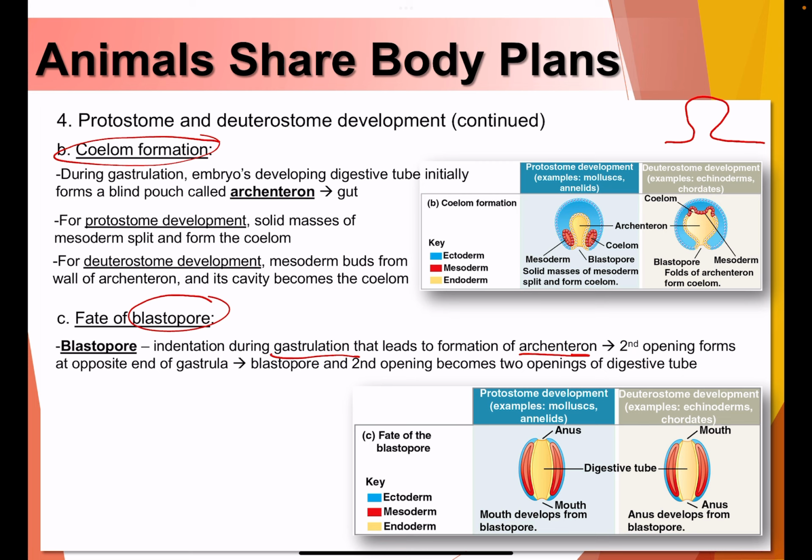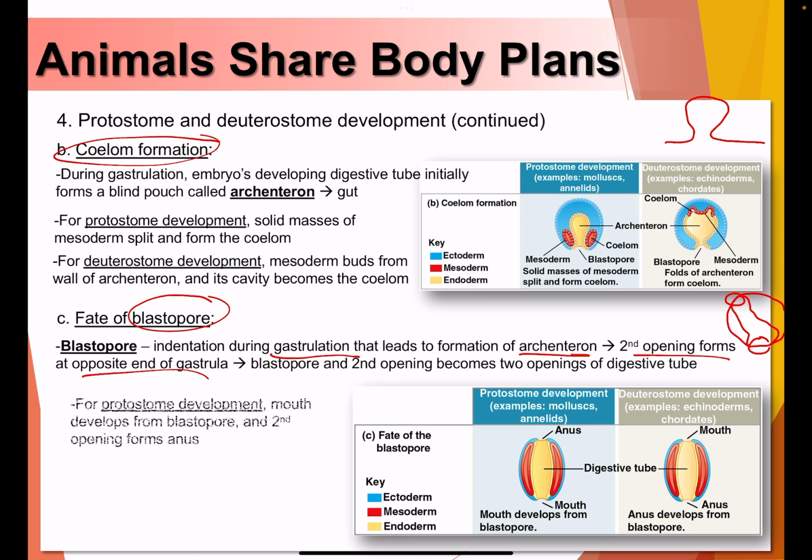So if you look back at this particular embryo, there's the archenteron, and there's that opening at the bottom, the blastopore. Now, a second opening usually forms at the opposite end of the gastrula, so that there's an opening here and an opening there, formed by that internal tube of the archenteron. The blastopore and that second opening become the two openings of the digestive tube, your mouth and the anus. So for protostome development, the mouth develops from the blastopore itself, and that second opening at the top is the anus.